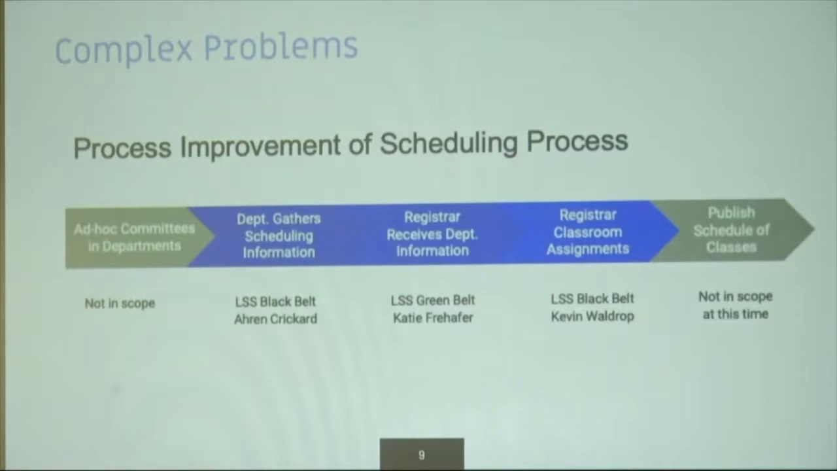The next step is that the department gathers the scheduling information and does a lot of stuff with it. The registrar then receives the department information, at which point they're able to actually schedule out the classrooms. And the final step is publishing that schedule of classes, final.